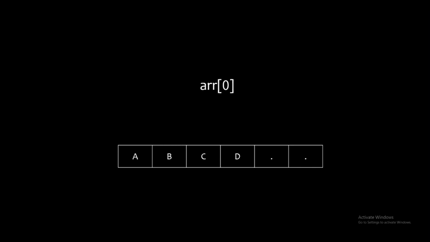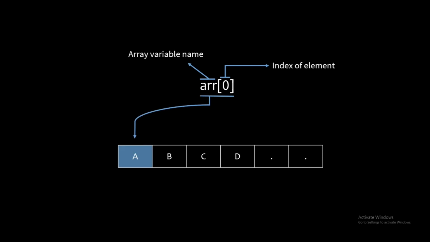This is how we represent an array. The first ARR is the name of the array. The 0 in the square brackets is the index that you're referring to. And if we look at the whole thing, the ARR and 0 in the square brackets, then it's referring to the first element in our array.